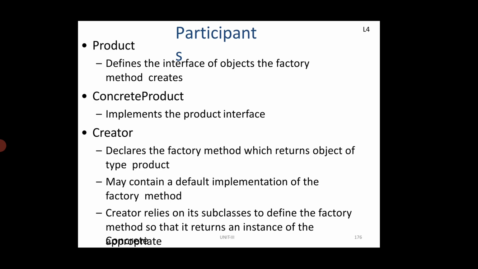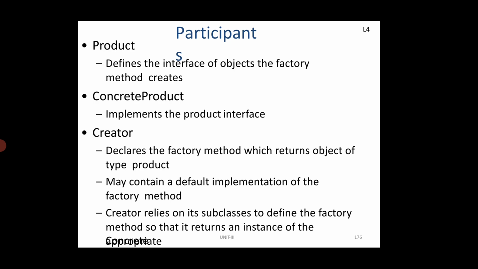The product, in the sense a document, defines the interface of the objects that we need to create in the factory method. The next participant is the concrete product, in the sense my document. We need to implement the product interfaces. And the third participant is nothing but the creator, in the sense the application.